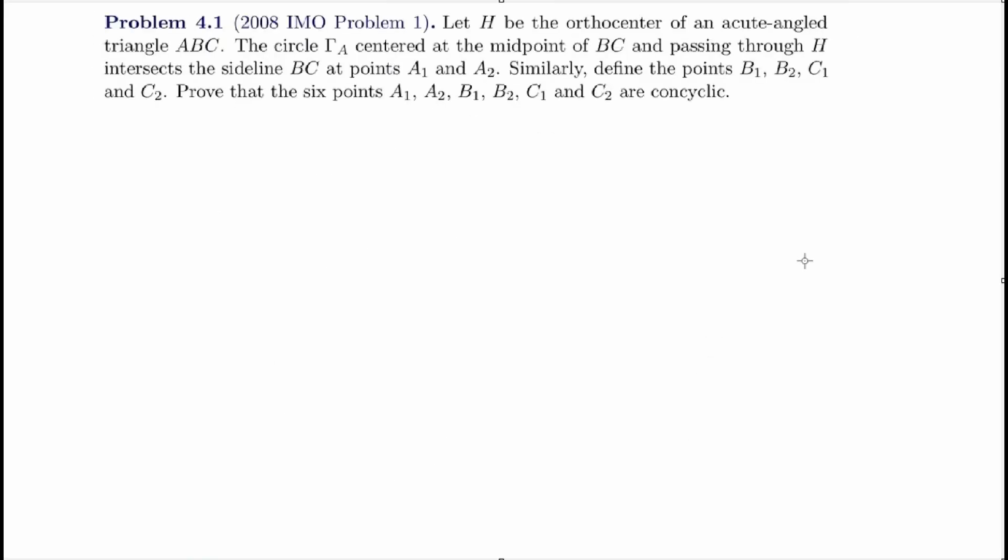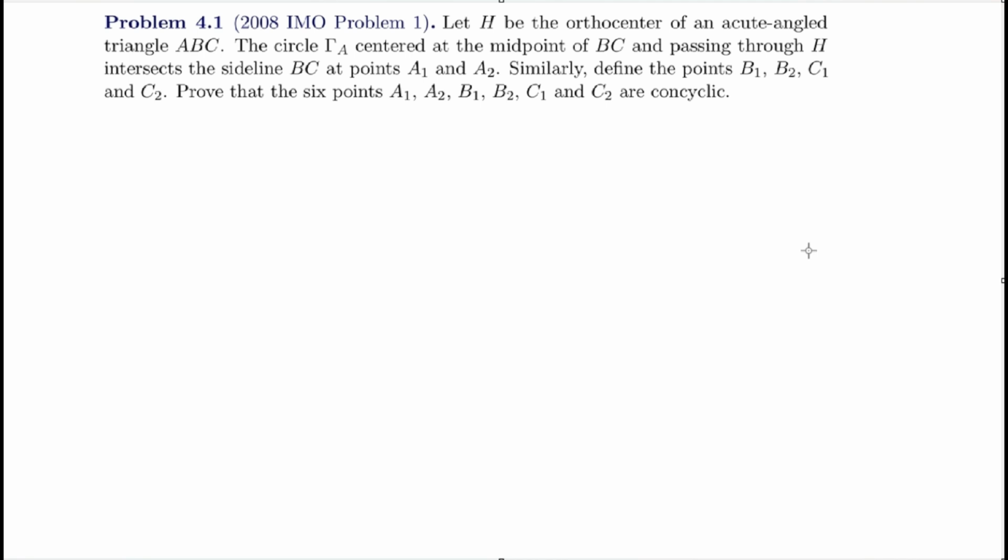So here's our example problem. We have that H is the orthocenter of an acute triangle ABC, and the circle gamma A centered at the midpoint of BC and passing through H intersects the sideline BC at points A1, A2, and the other points B1, B2, C1, and C2 are defined similarly. We wish to prove that all 6 of these points are concyclic.